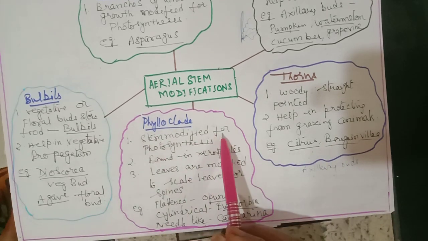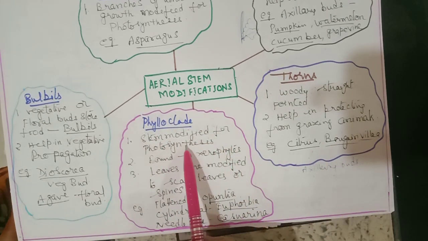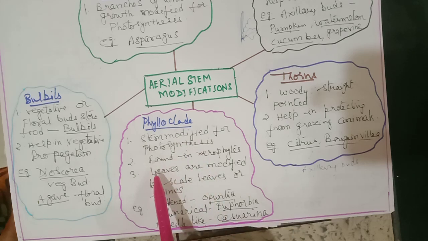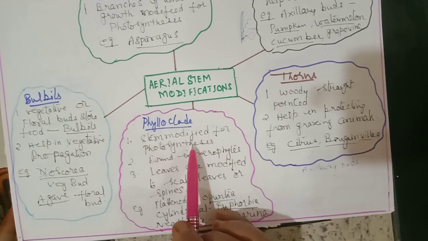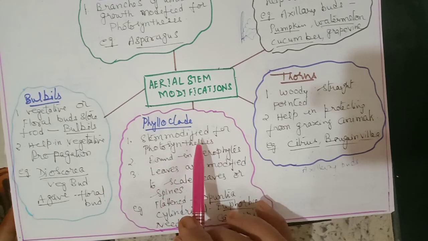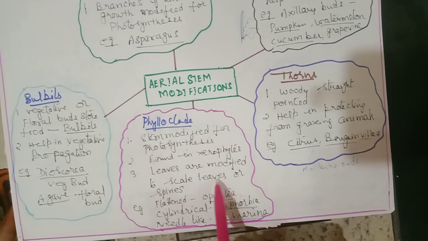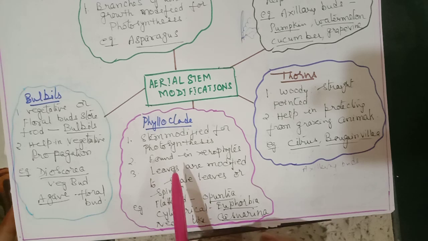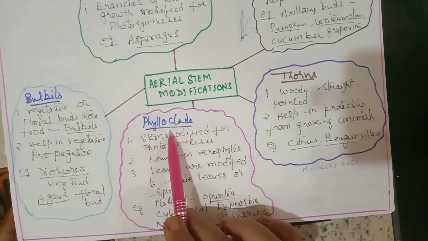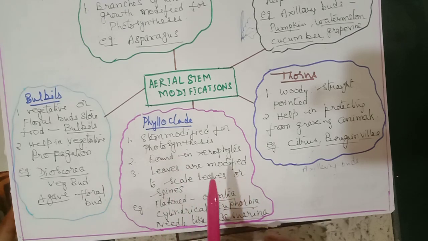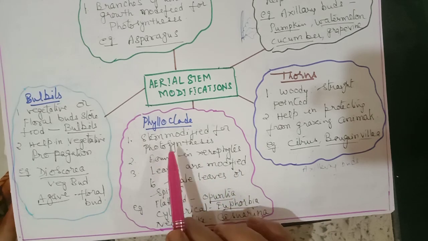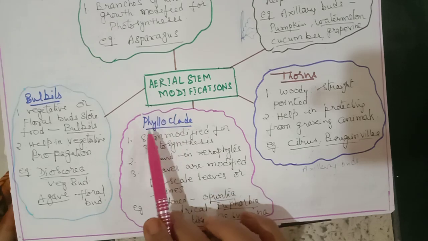Now, the third type of modification is called a phylloclade. Phylloclade is a stem modification which is mainly meant for photosynthesis. This is found in xerophytes. We know in xerophytes, in order to conserve water, the leaves are either completely reduced or absent. If they are reduced, they are normally reduced to scale leaves or spines. So in their place, the stem is modified to perform photosynthesis. Such a photosynthetic stem is called a phylloclade.